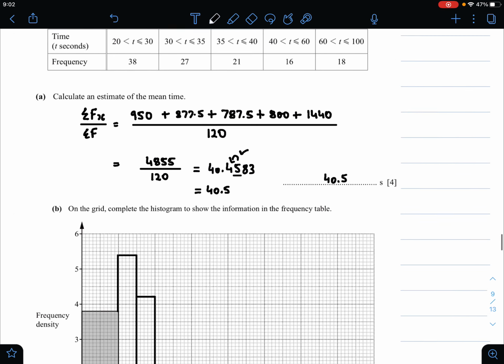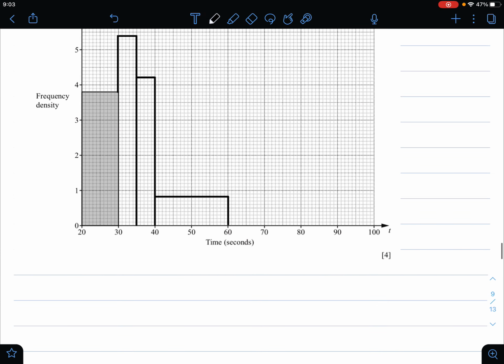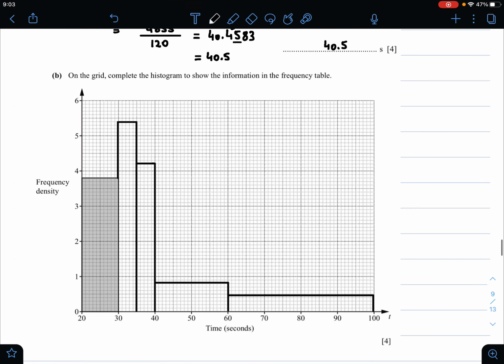And then the last one, the frequency is 18 and the class width is 40. So 18 divided by 40 is equal to 0.45. So 0.45 will come right here, and the last class width goes up till 100. So this would be your final answer for part B of this question.